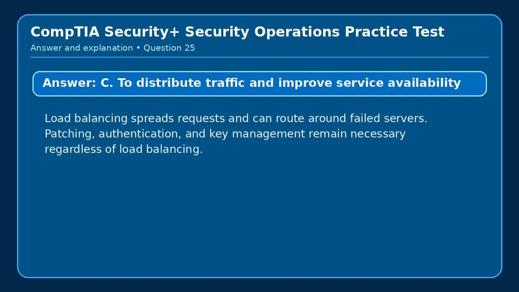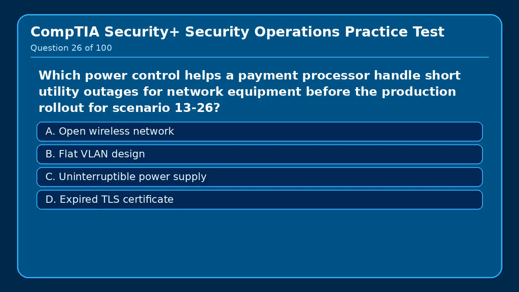The answer is C. Uninterruptible power supply. A UPS supplies temporary power and can bridge short outages or allow graceful shutdown. Open Wi-Fi, flat VLANs, and expired certificates do not provide electrical continuity. Question 27.